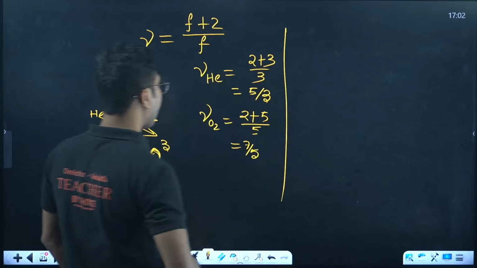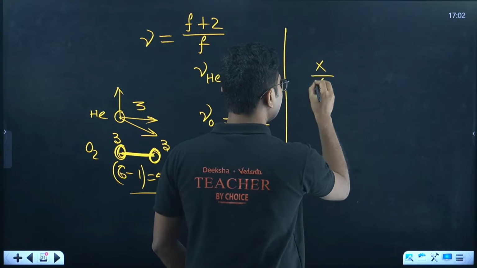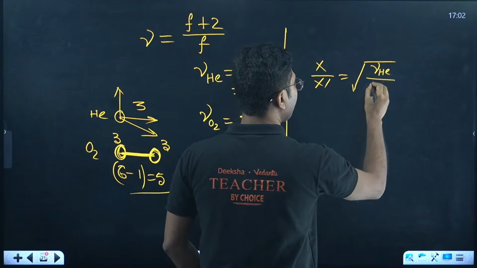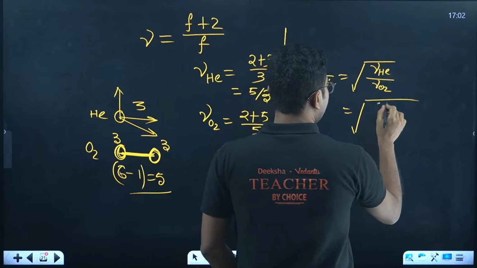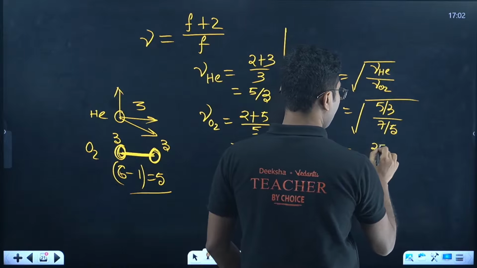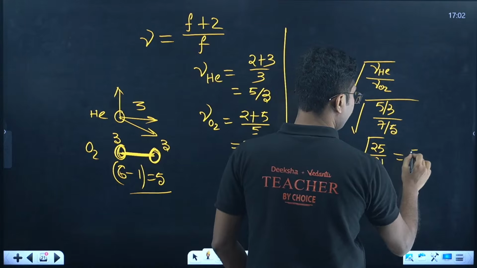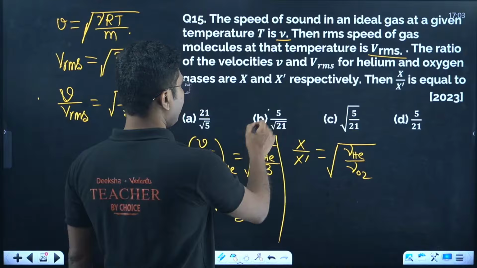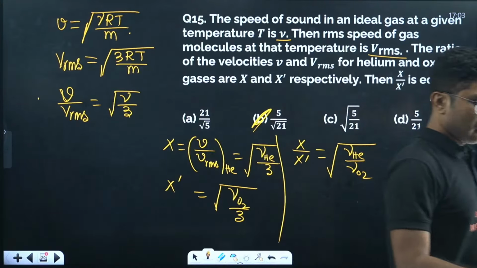Okay, so both gammas are now calculated. Now what are we trying to find? We are trying to find x by x dash, that is the square root of gamma of helium divided by gamma of oxygen, which is the square root of 5 upon 3 by 7 by 5, that is 25 by 21, that is 5 by square root of 21. So the correct answer is 5 by square root of 21. Okay, so option B is correct for this question.